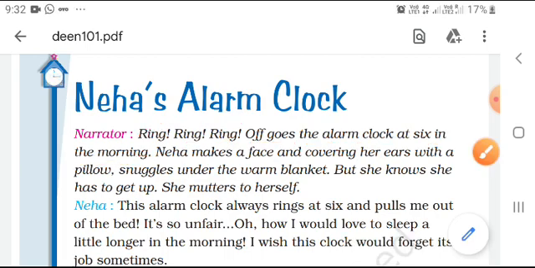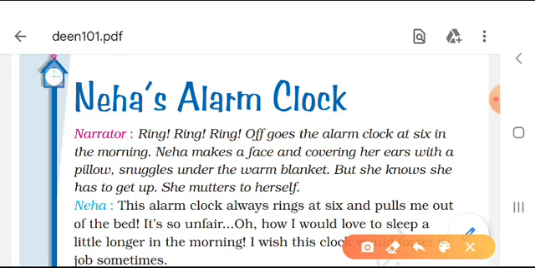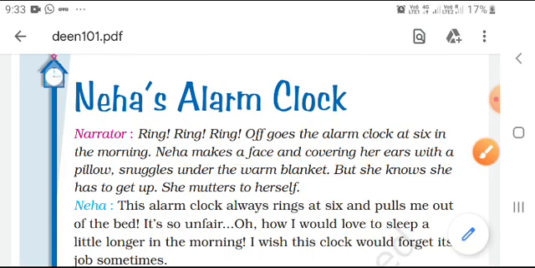Okay, next line: Neha makes a face and covers her ears with a pillow. It means Neha is covering her ear with a pillow because the alarm clock is breaking the sleepy mood of Neha. Later we will explain. First read the passage.